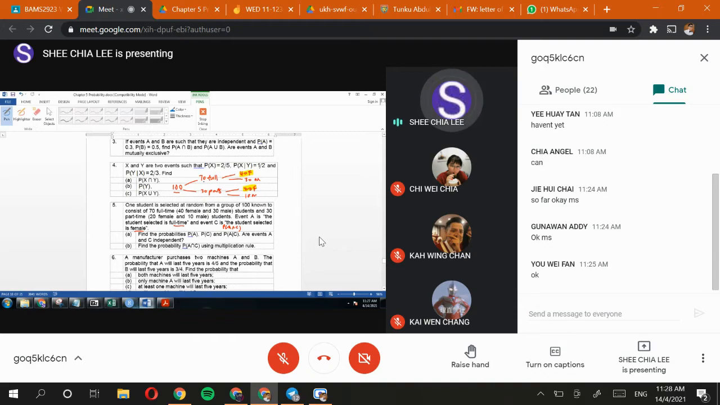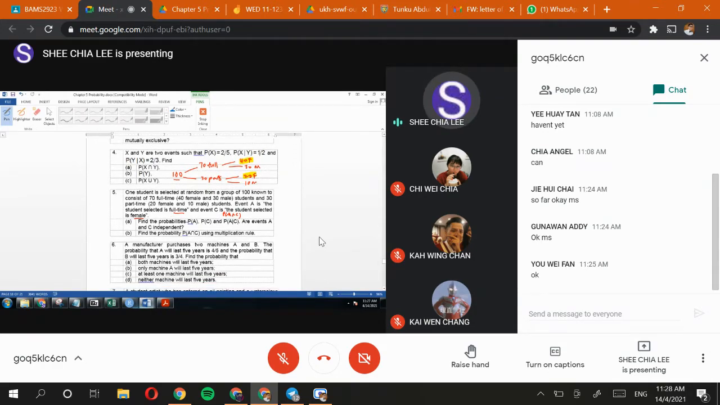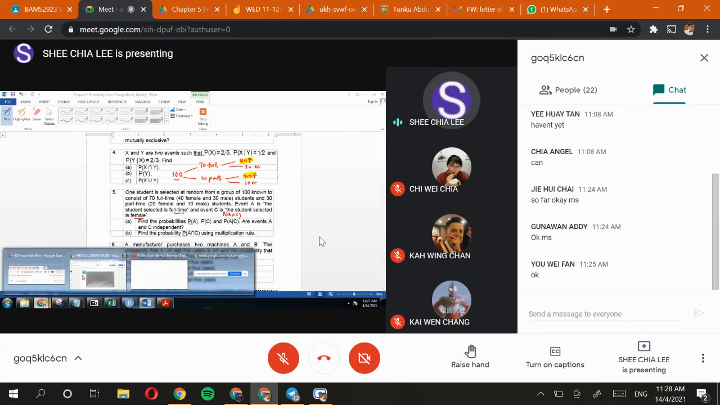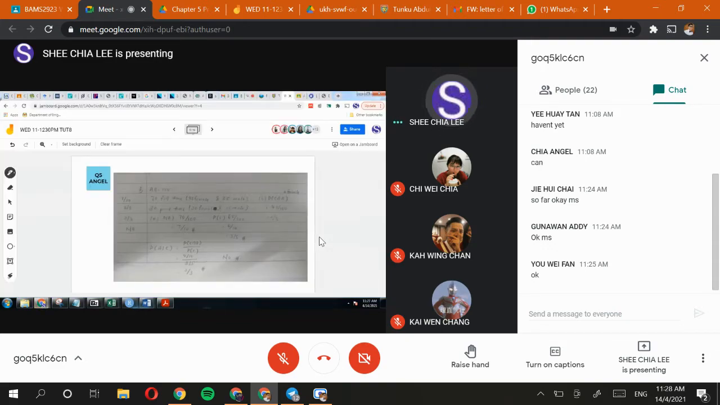So you can basically write like this: 100, 70 full-time, 30 part-time. Out of the 70 full-time, 40 female, 30 male. Out of the 30 part-time, 20 female, 10 male. Okay, so I want to find the probability P(A), meaning the probability that the student selected is full-time. So full-time, you have 70 full-time out of 100. So your answer will be 70 over 100.